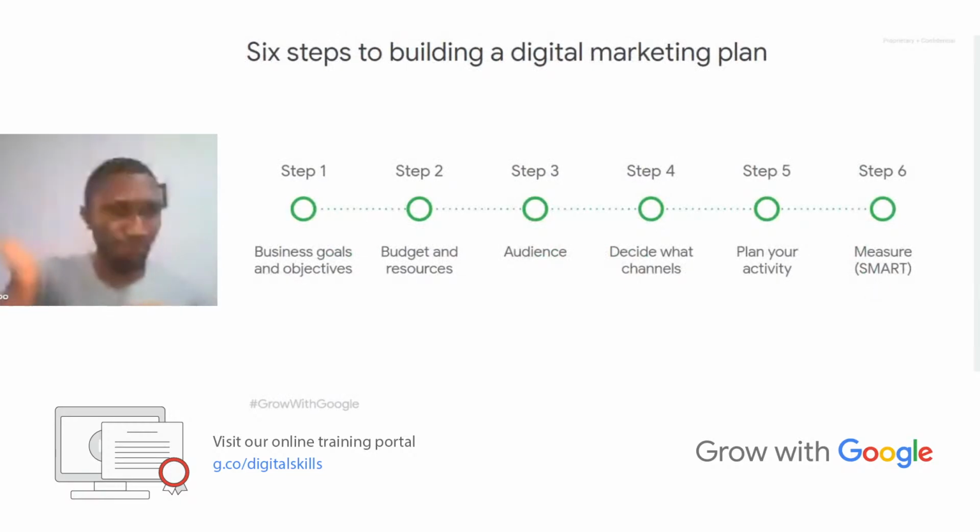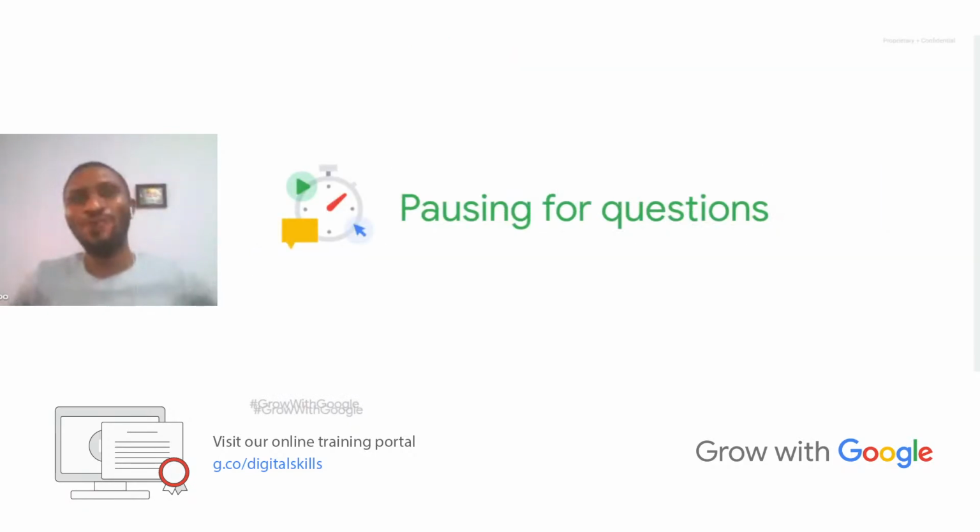Step 1, your business, set your business goals and objective, your budget and resources. That's step 2, move on to define that audience. And when you define the audience, you know your business goals and objective, it's going to help you understand what channels to leverage. That's leading you to step 4. You plan all the activities together, and then you measure smart. So there we have it.